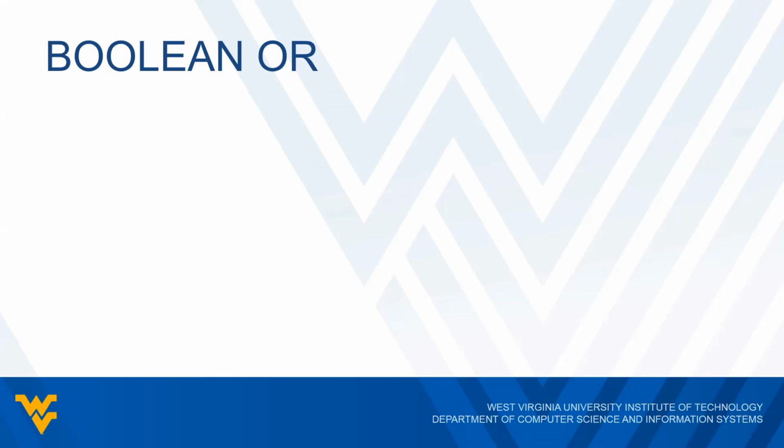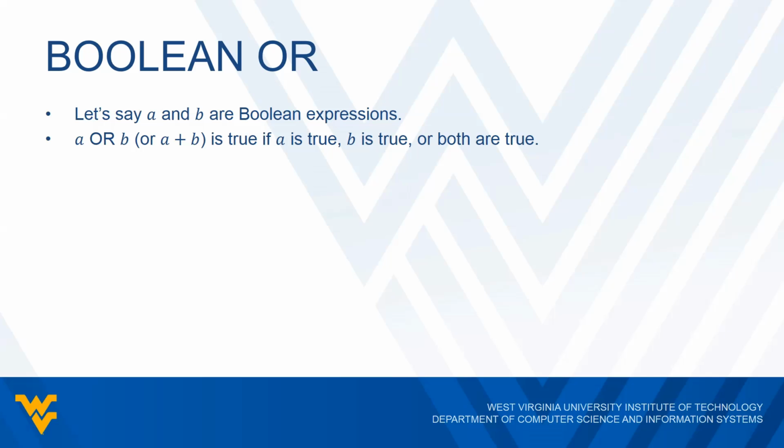Let's now take a look at the Boolean OR operation. So once again, we'll say a and b are Boolean expressions, and we'll denote this by saying a or b, or sometimes it's denoted as a plus b, either one is fine. But we say a or b is true if a is true, b is true, or both are true. So as long as at least one of the two Boolean expressions is true, a or b is going to be true. Now if both of them are false, then a or b must be false.